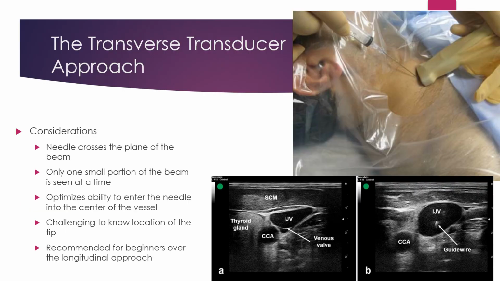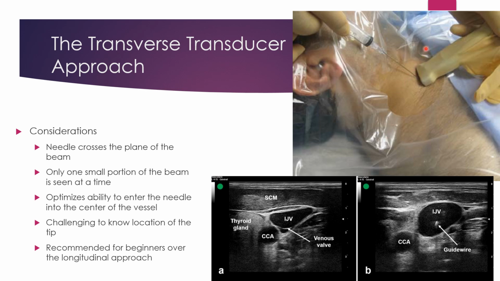Okay, so here for the transverse approach, you're going to have the transducer transverse across the patient's body. This notch that you should see here should go towards the patient's left side. And as the practitioner is entering this needle, if the jugular vein is right in the center of the screen, right like it is right now, by accessing that vein in the center of the transducer, it should keep that aligned. Now, the important key note here with the transverse approach, you're only seeing one cross-sectional image at a time.